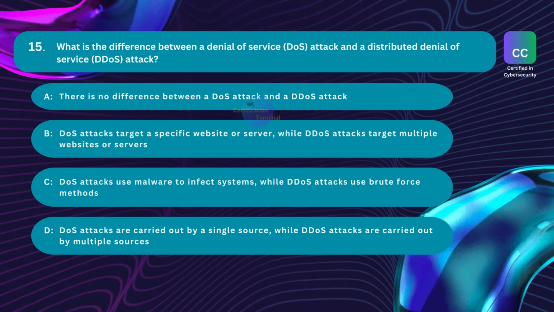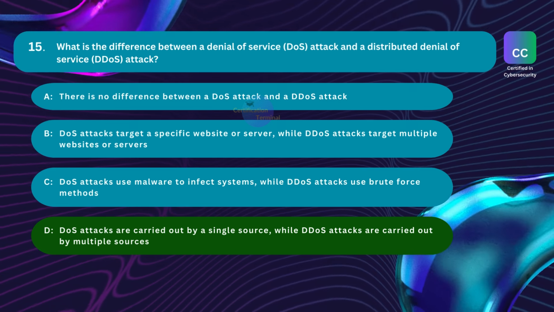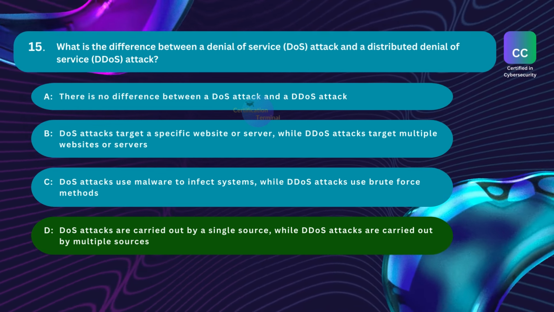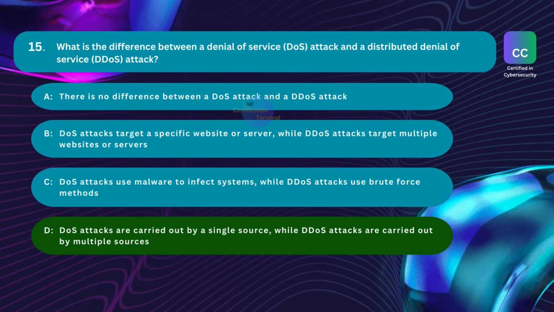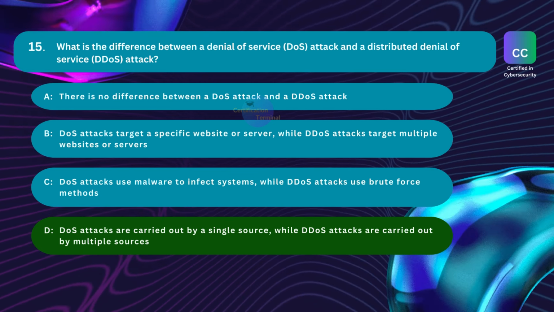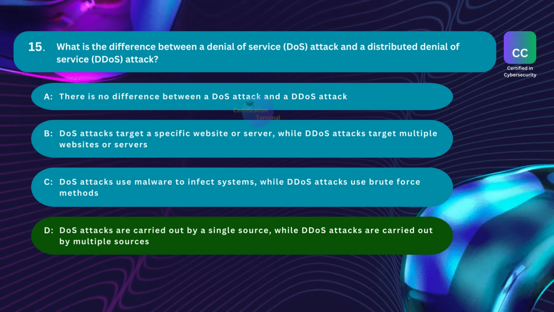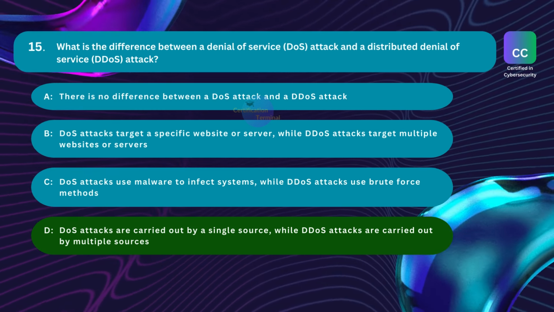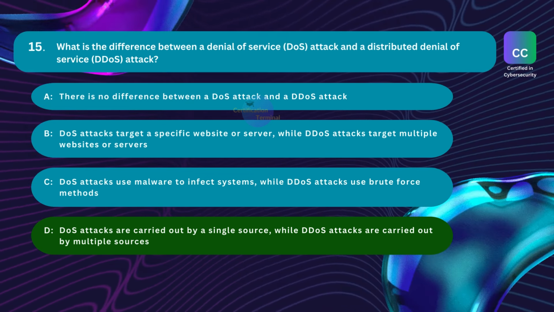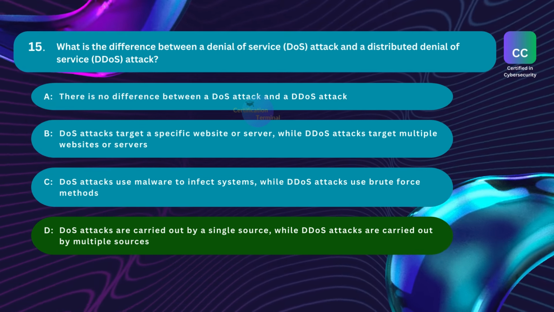The correct answer is Option D, DOS attacks are carried out by a single source, while DDoS attacks are carried out by multiple sources. The main difference between a DOS attack and a DDoS attack is the number of sources involved in the attack. In a DOS attack, a single source or a small group of sources overwhelm a target, causing it to become unavailable. In a DDoS attack, multiple sources, often distributed across the internet, coordinate their efforts to flood the target with traffic, making it even more challenging to mitigate.